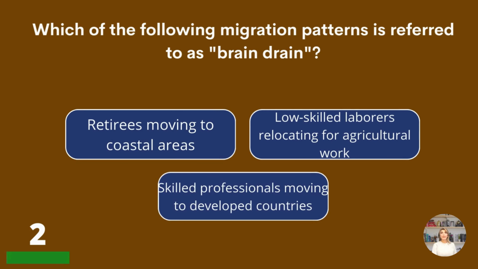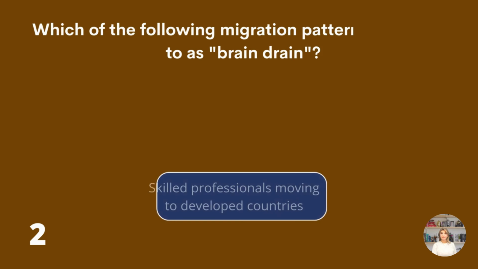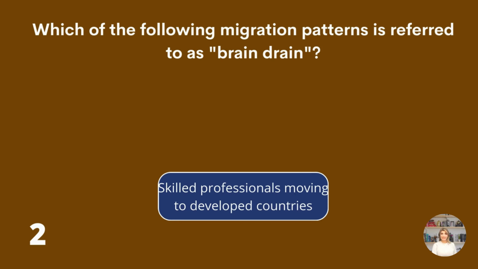Which of the following migration patterns is referred to as brain drain? Retirees moving, low-skilled workers relocating for agricultural work, or skilled professionals moving to developed countries? And the last one is the answer.